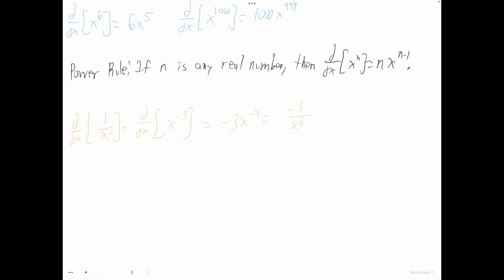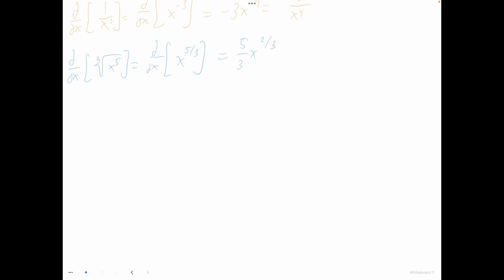And if we wanted to take the derivative of something like the cube root of x to the 5th, well, this would be the same as x to the 5/3. So we want the derivative of x to the 5/3. So we'd have 5/3 x to the 2/3, just bringing the exponent down and subtracting 1. Our exponent was 5/3, so we brought that down in front, then 5/3 minus 1 is 2/3. And so we can compute derivatives much faster using this power rule.